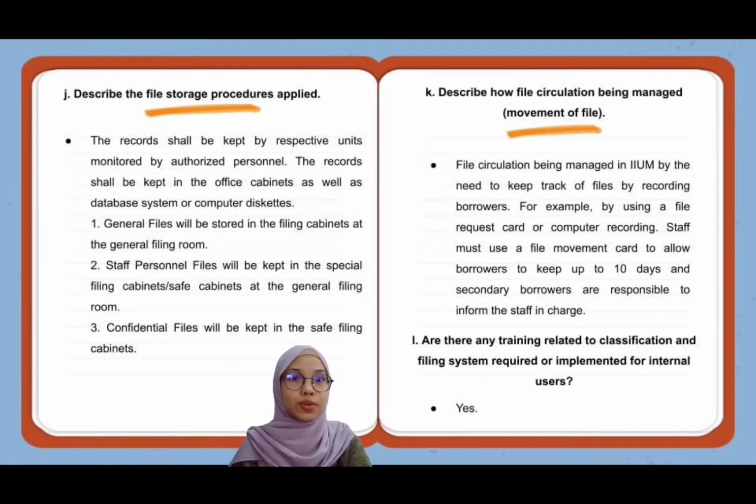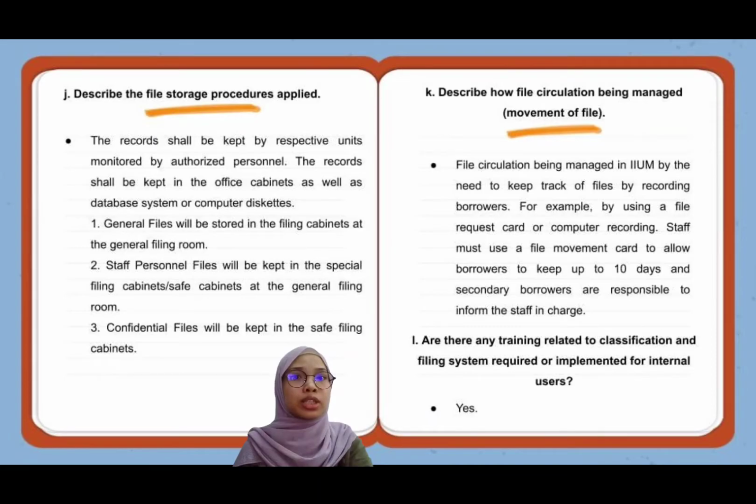Describe the file storage procedure applied. In the IIUM organization, the records should be kept by the respective unit, monitored by authorized personnel. The records should be kept in the office cabinet as well as the database system or computer diskette. First, a general file will be stored in the filing cabinet at the general filing room, and staff personnel files will be kept in the special filing cabinet or safe cabinet at the general filing room. Meanwhile, the confidential file will be kept in the safe filing cabinet.